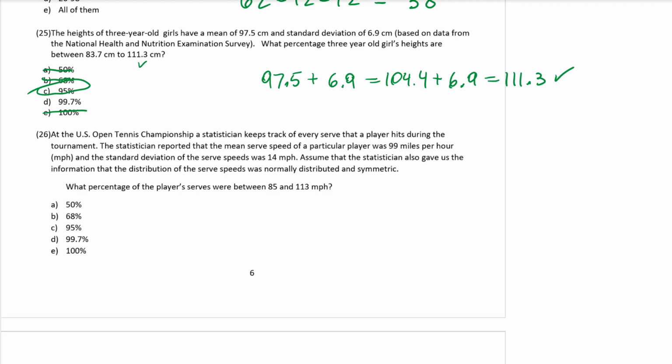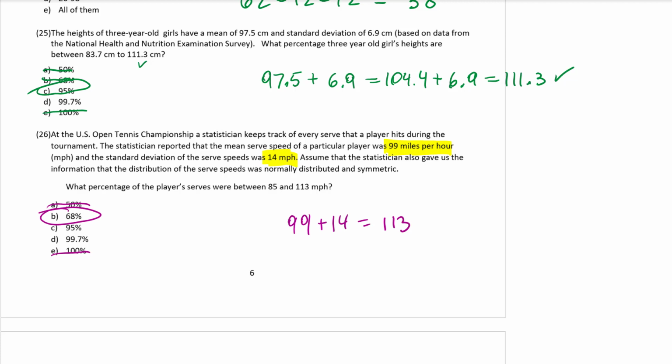U.S. Tennis Championship, blah, blah, blah. Speeds of the player, normally distributed. The average is 99. Standard deviation is 14. What percentage of players serves between 85 and 113? Similar question. Get rid of those. And let's go ahead and start adding. 99 plus 14 gives us 113. All right, we're done. We added only 1 time. If you added 1 time, it's 68%.